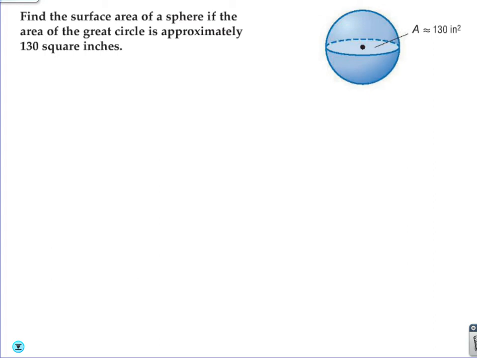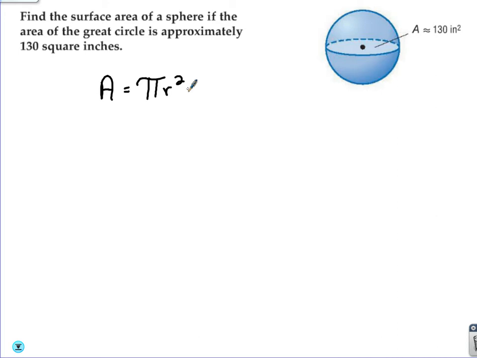Find the surface area of a sphere if the area of the great circle is approximately 130 square inches. How do you find the area of a circle? Let's see. Trace, you know how to find the area of a circle? Good. So area is pi r squared, and they gave us an area.